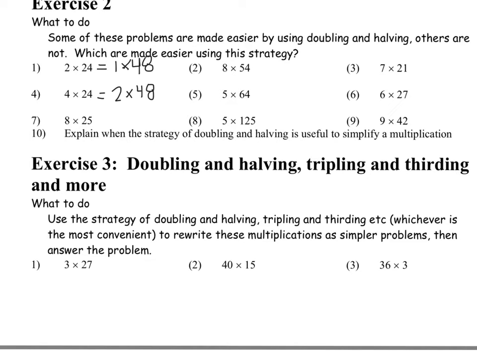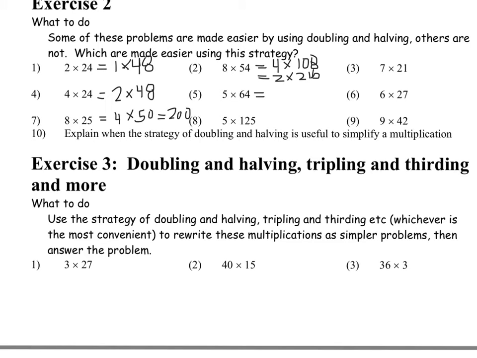8 times 25. Well, I can half 8, which is 4, double 25, which is 50. That's easier because 4 times 5 is 20, so that'd be 200. Looking at number 2, 8 times 54. I could do half of 8, which is 4, double 54, which is 108. Then I can double and half again. Half of 4 is 2. Double 108 is 216.